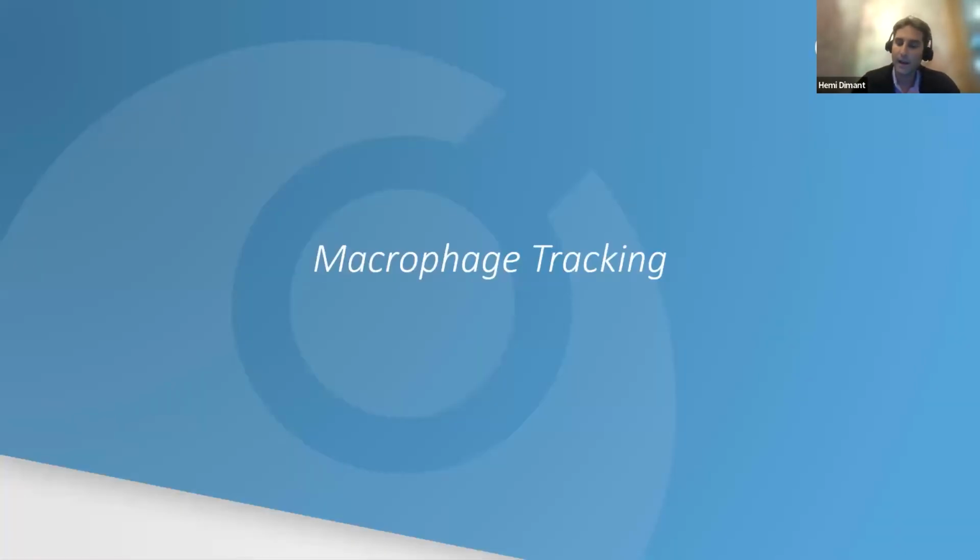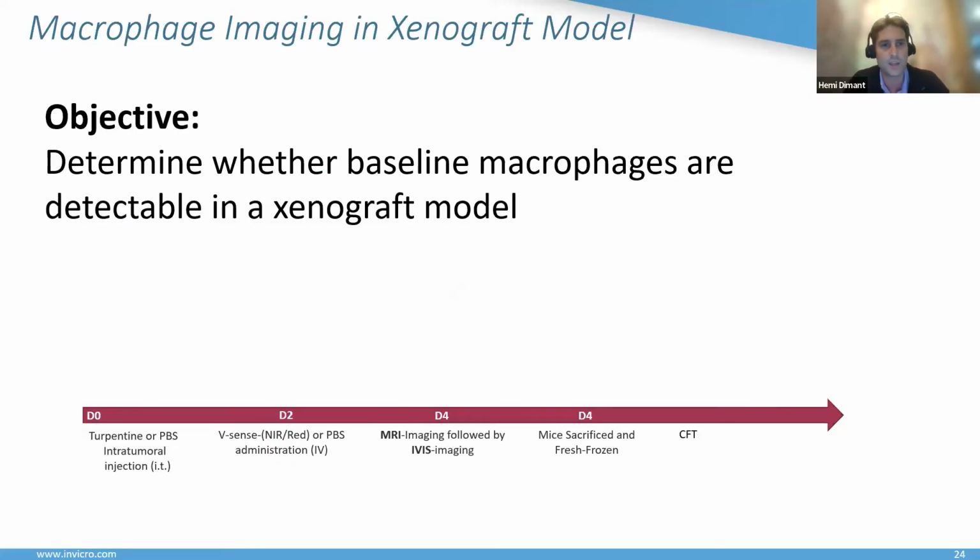So the last case study that I would like to present is macrophage tracking. Here, the objective was to determine whether baseline macrophages are detectable in xenograft models. So the idea was to prepare for a follow-up study where we wanted to see potential macrophage recruitment into the tumor, but we wanted to see what the baseline macrophage level is in a whole mouse.